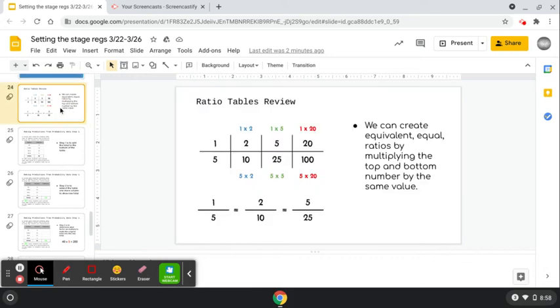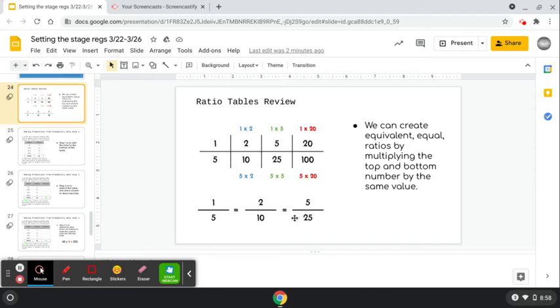All right, a really quick reminder of ratio tables. It's been a while since we talked about them, but essentially we can use a ratio table to make equivalent ratios. We can go up, we can go down, and to go up and down, we multiply and divide. But for today, we're really going to be focusing on moving up in the table. For example, I can take 1/5 and turn it into 2/10 by multiplying top and bottom by 2. 1/5 into 5/25 by multiplying top and bottom by 5. And 1/5 into 20/100 by multiplying top and bottom by 20. So 1/5 is equal to 2/10, which is equal to 5/25.